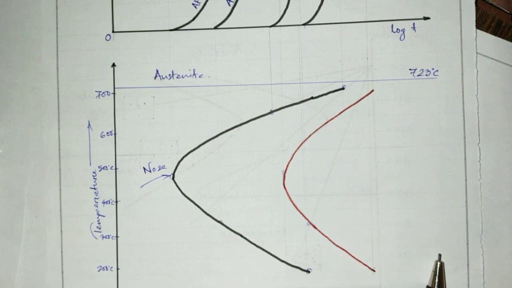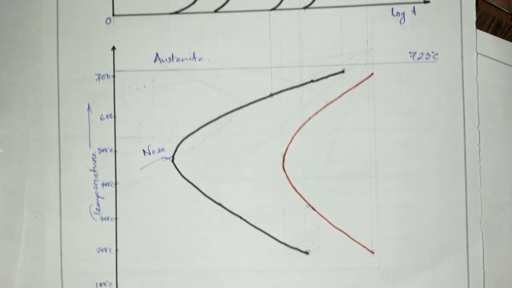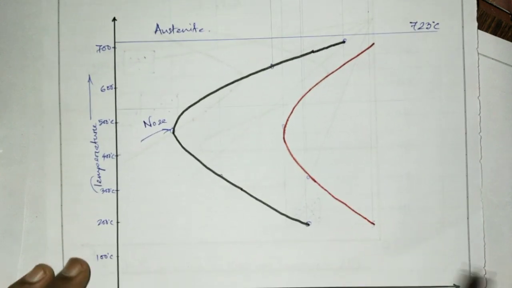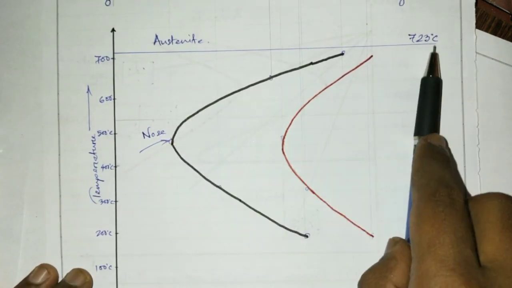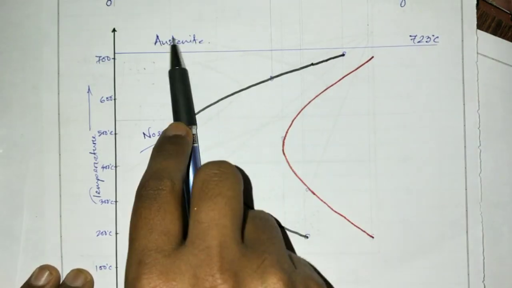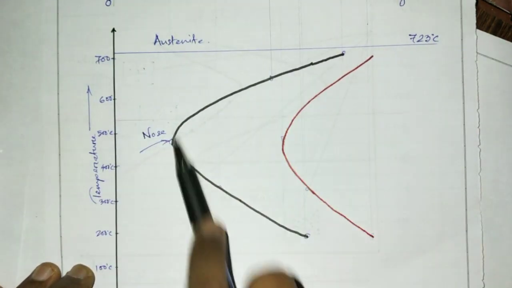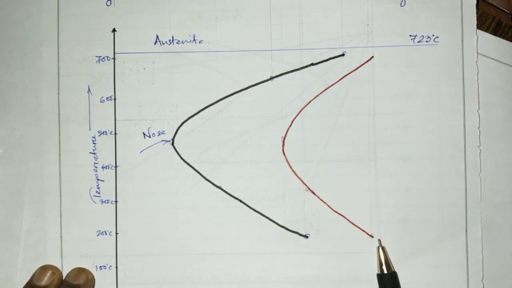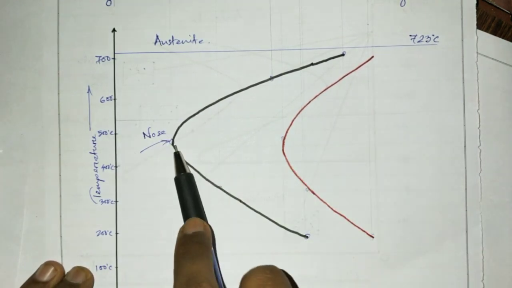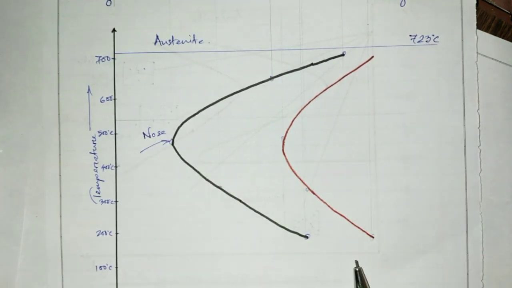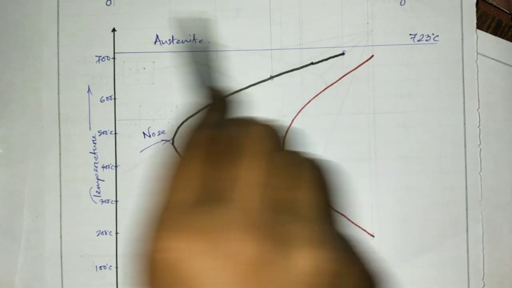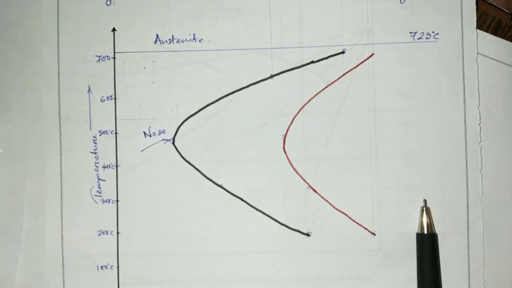Now this is the TTT diagram for 0.8% carbon containing steel. As we know, above 723 degrees centigrade there will be austenite, and this is the starting line of transformation, this is the end of transformation, and this is called the nose. So this is how the TTT diagram is generally drawn.